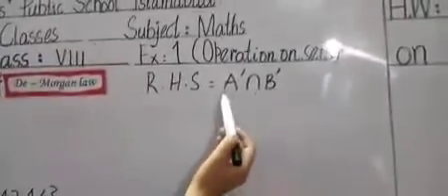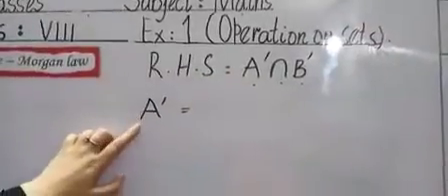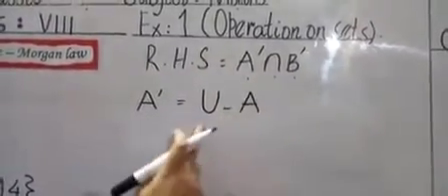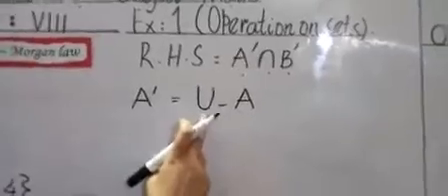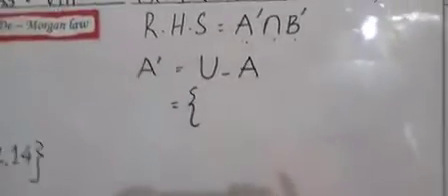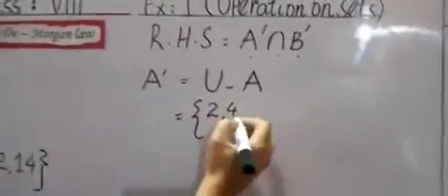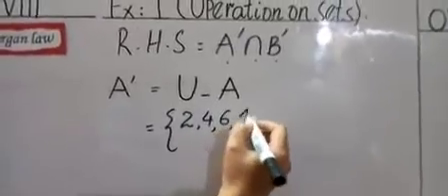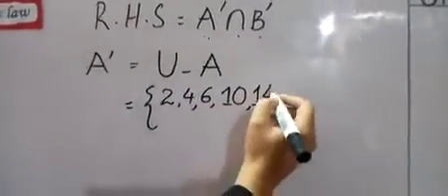Right hand side equals A complement intersection B complement. So firstly I will write the values of A complement. A complement is equal to U minus A. As I told you, complement means the values of set U should not be in set A. So values of set U are 2, 4, 6, 10, 14.